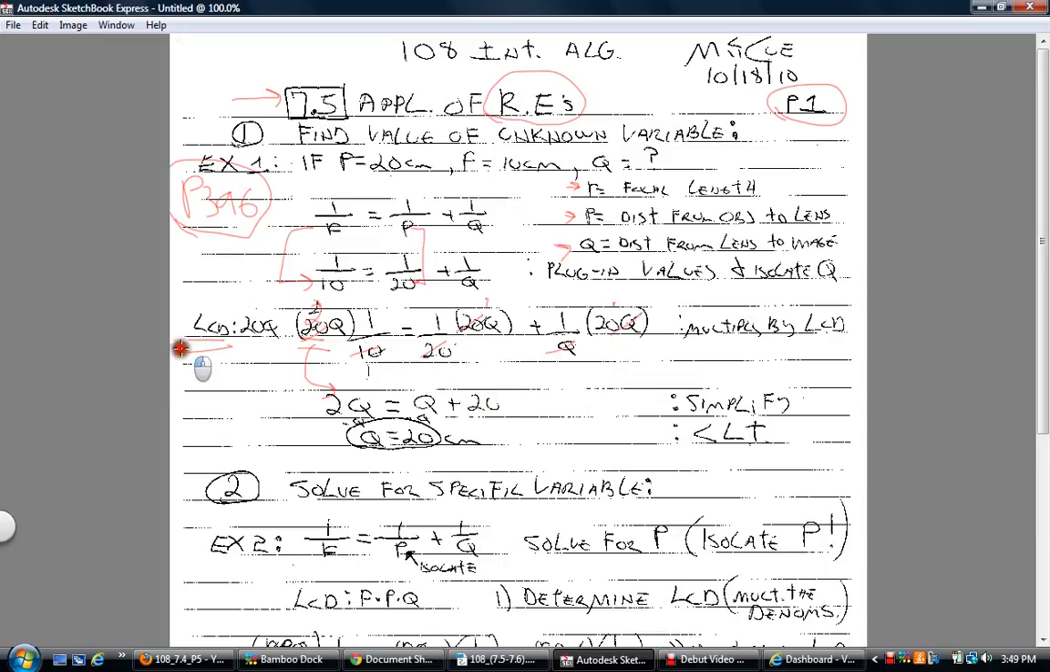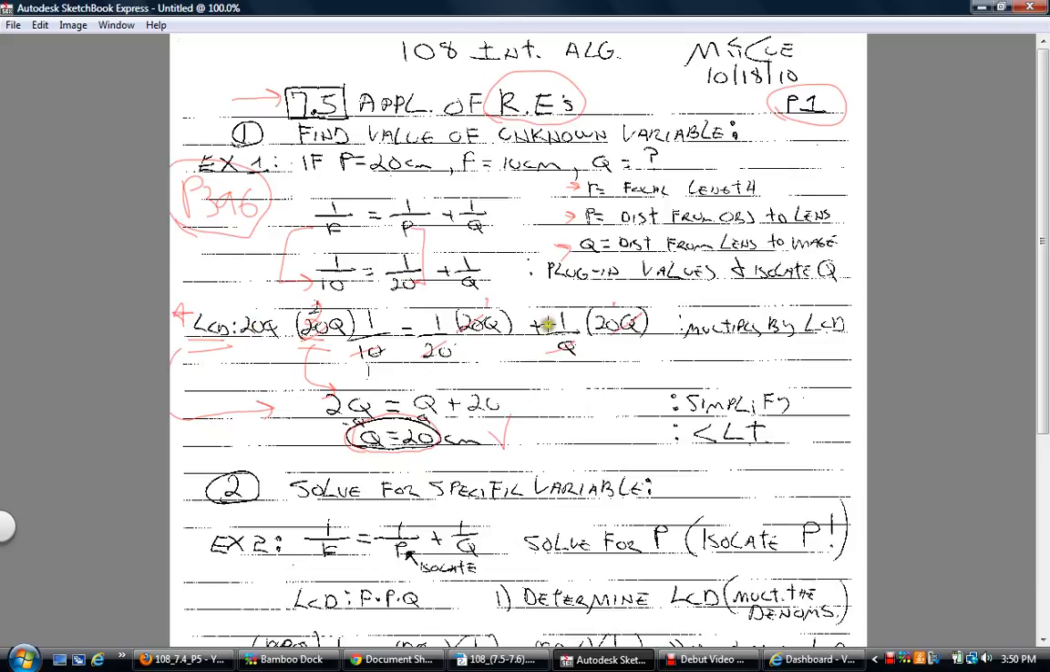So all of a sudden, multiplying by the LCD produces a fairly straightforward algebra equation where you combine like terms. I would move the 1q back over to the left, so 2q minus 1q is 1q equals 20, and there's your answer. Those plug and chug problems aren't too bad. Remember, the key thing is determine the LCD and multiply it.